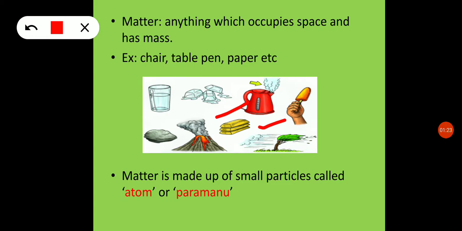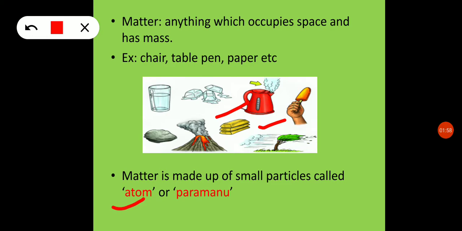This matter is made up of small particles called atoms. In the olden days it was also called paramanu, but recently it is called atom. Now we will use the word atom. In this chapter we will study how the structure of the atom is. What actually is there in the atom? Are there any small particles in the atom? Is the atom really indivisible?